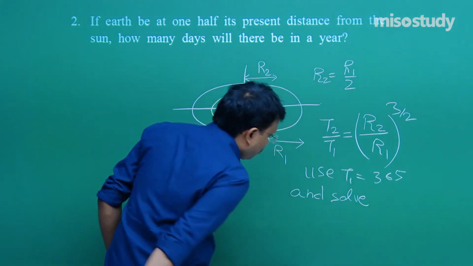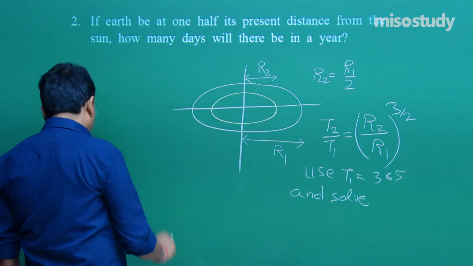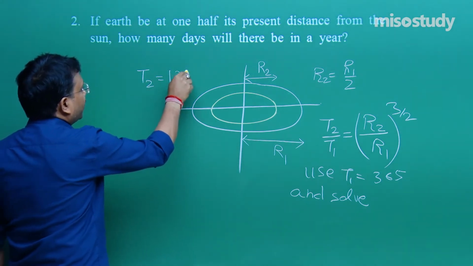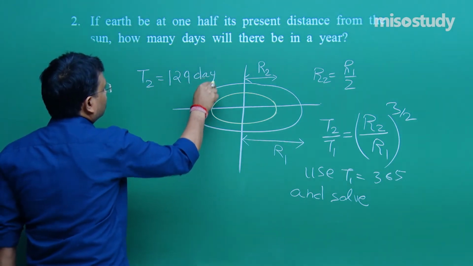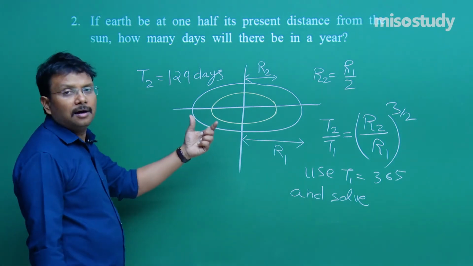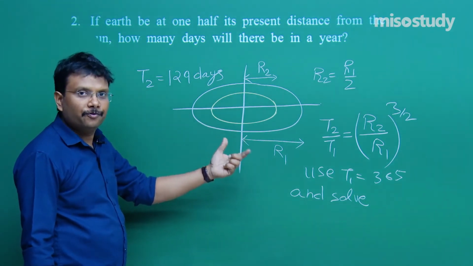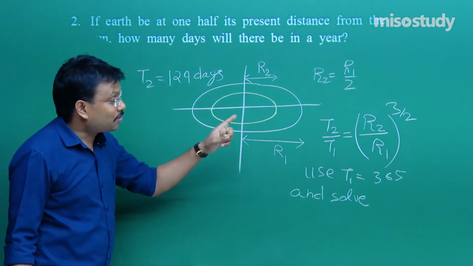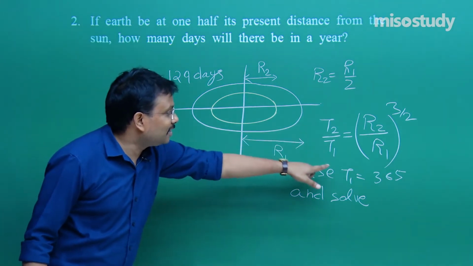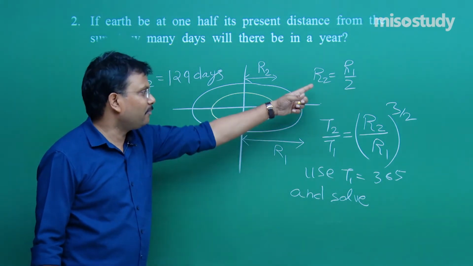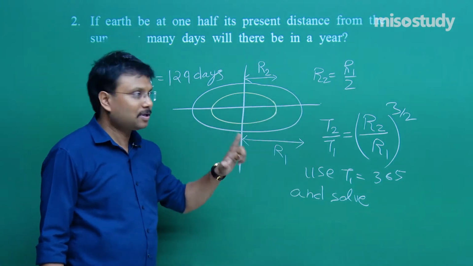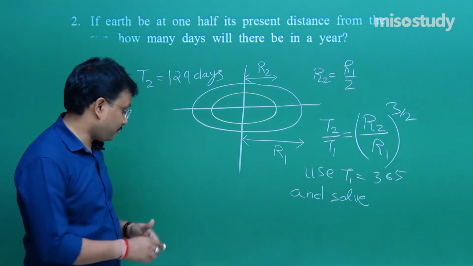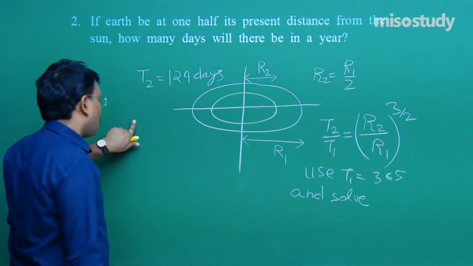Fine. So, what is the value of T2 you will get? T2 is equal to 129 days. Fine. So, this is the approach. This way you can solve. In the examination room, just to save more time, use this formula directly and then put the values you have. It is something which, just to elaborate for you, I use this method.